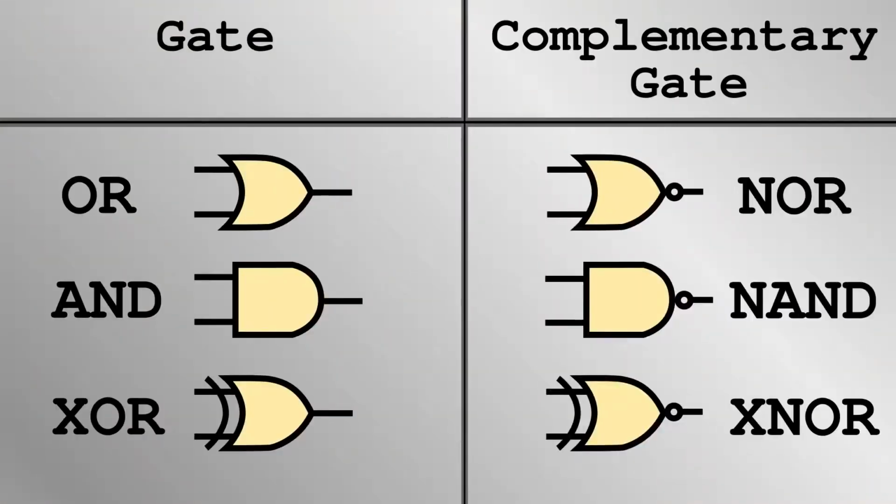Each of these gates also has a complementary gate, basically the same gate with a NOT gate after it. For example, the NAND gate gives a 0 when all its inputs are 1 and gives a 1 otherwise. These complementary gates are denoted by the usual symbol with a circle at the output.